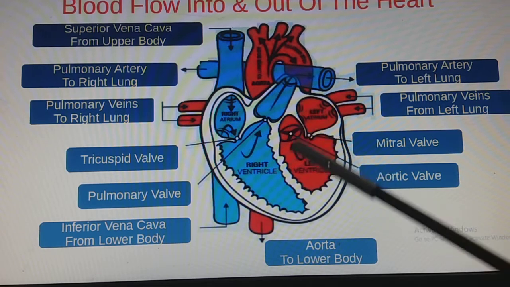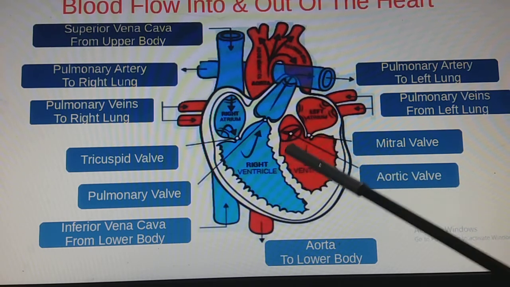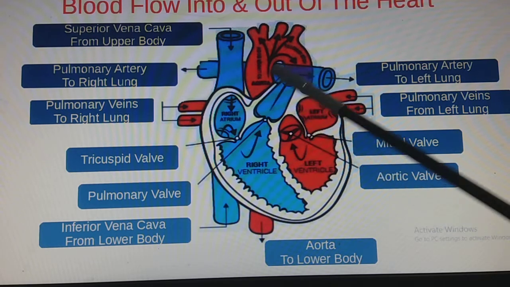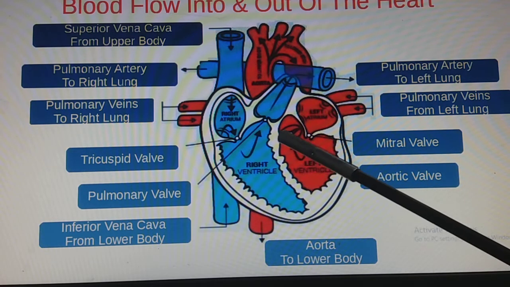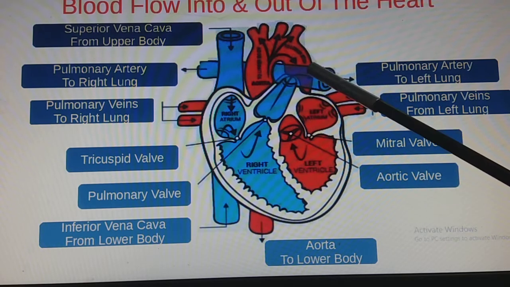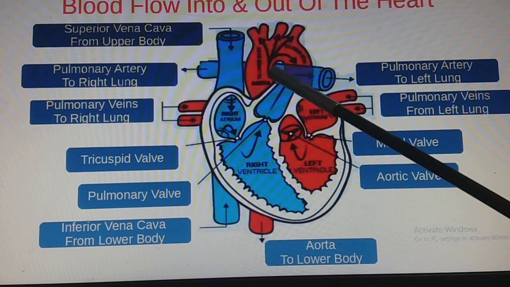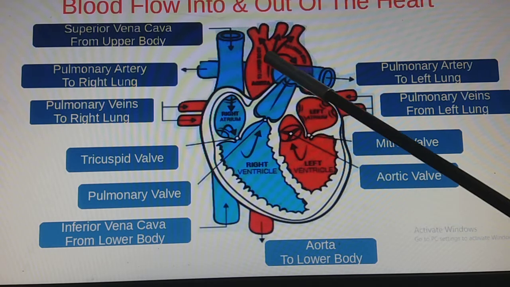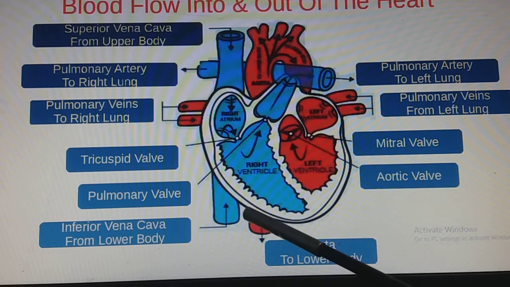When the left ventricle contracts, the aortic valve opens, the whole blood is pushed into the aorta for supply to the body, and the aortic valve closes. This is the largest artery of the body, which supplies the upper body and the lower body, here also to the lower body. Now you can clearly see how the blood is supplied.